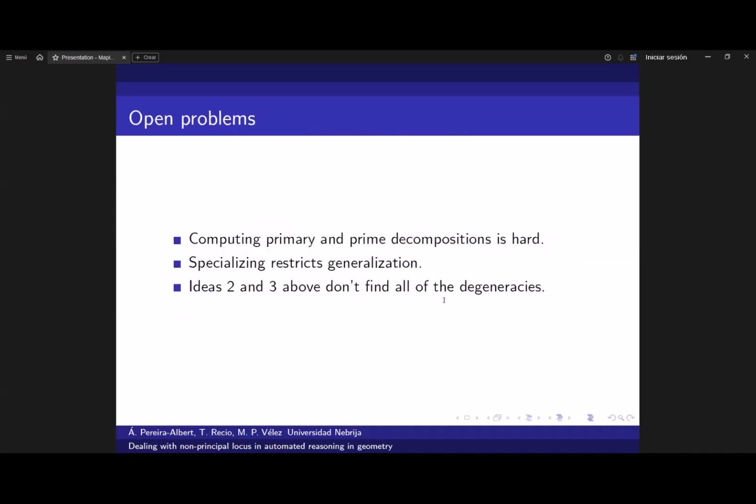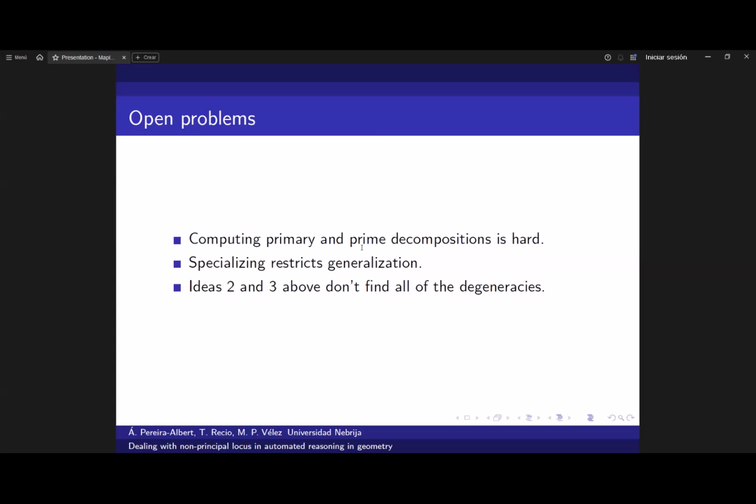decomposition. And then to finish, open problems that we still have: the first is that computing both primary and primary decomposition is computationally very hard. So that is an obstacle to computing these things.